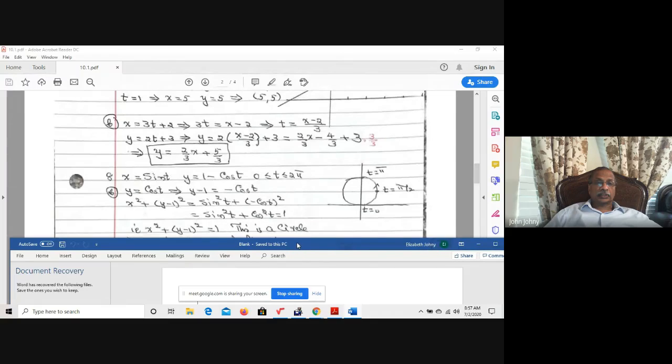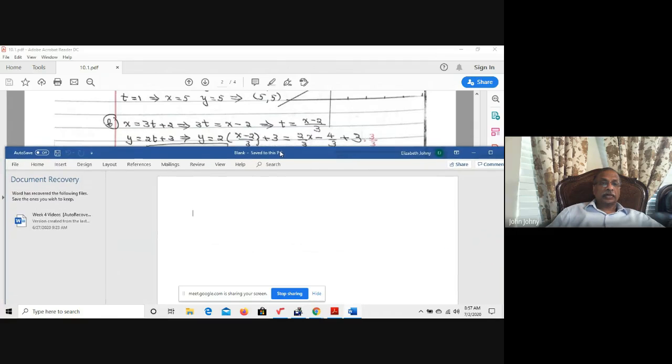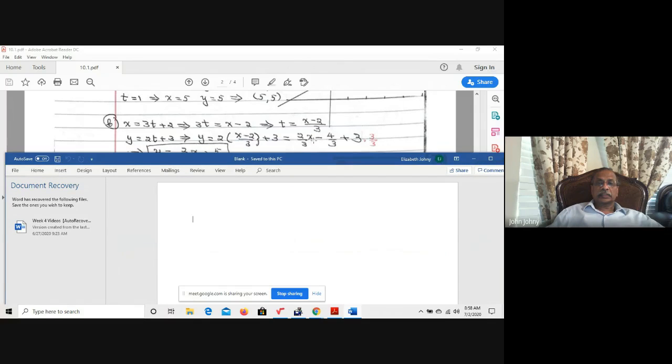Now B part. B part, x is 3t plus 2. That means 3t is equal to x minus 2 by subtracting a 2. Divide both sides by 3. You get t is equal to x minus 2 over 3. And now y is 2t plus 3. That is y is equal to 2 times the value of t, that is x minus 2 over 3, plus 3. That is, distribute that 2, you get 2 over 3x minus 4 over 3 plus 3.